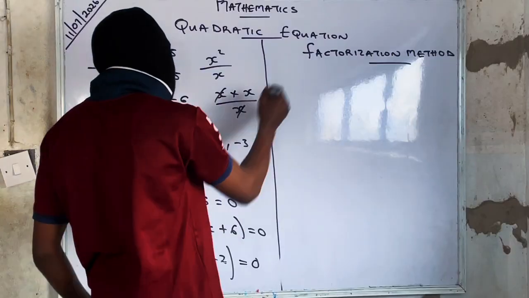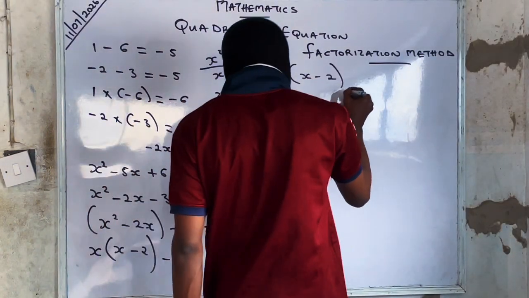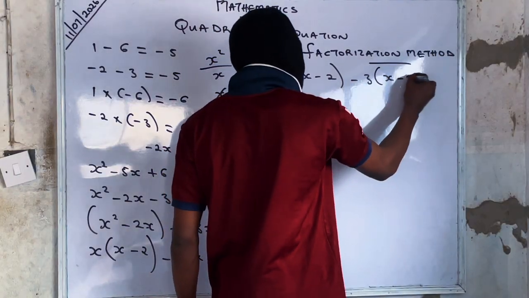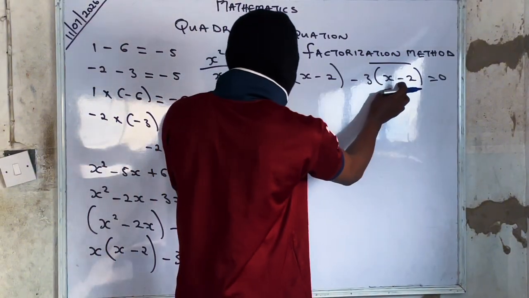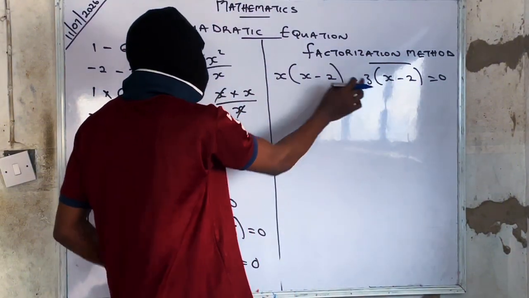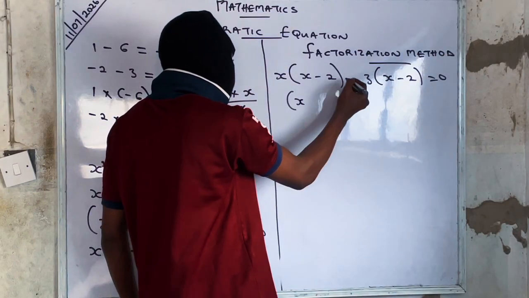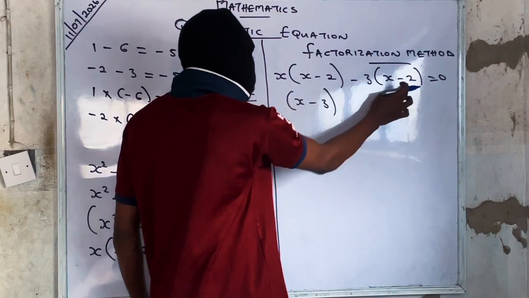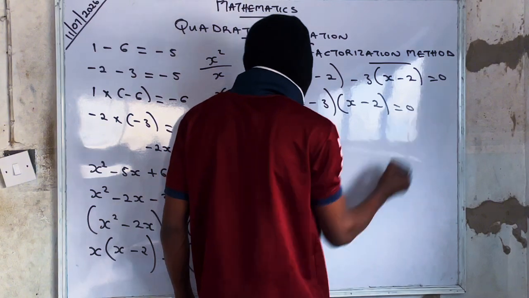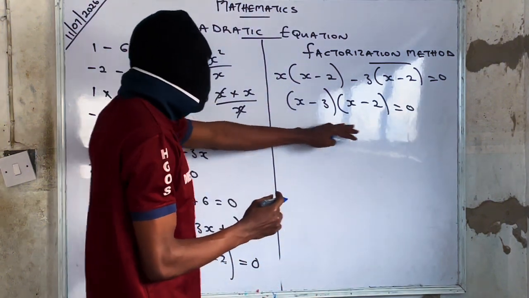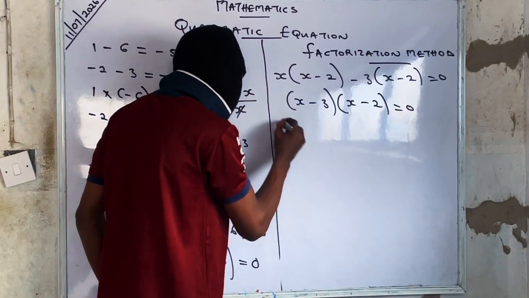Now, since we have x into bracket x minus 2 minus 3 into bracket x minus 2 then equals to 0. Since this expression here and this expression here inside the bracket are the same, you first bring the terms outside. Put them into bracket x minus 3, then choose one between these, then you have x minus 2 then equals to 0. Now, it's telling us that these two expressions are equal to 0.